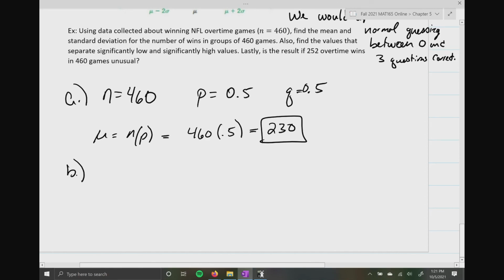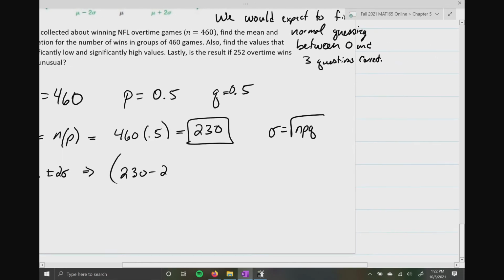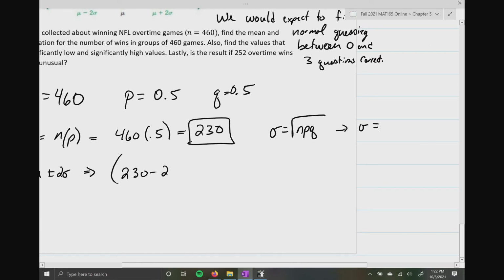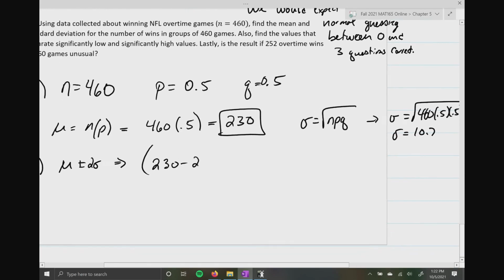Now, for part B, let's go ahead and find that range. So mu plus or minus 2 standard deviations away from the mean. So our lower value is going to be 230 minus 2 times. Oh, we need our standard deviation. I didn't even calculate that. My bad. Sigma equals the square root of n times p times q. So that's going to be sigma equals the square root of 460 times 0.5 times 0.5. Sigma equals 10.7. All right. So now we're cooking with fire.